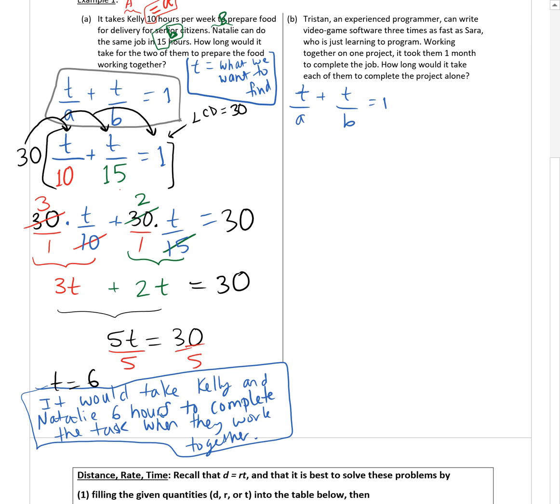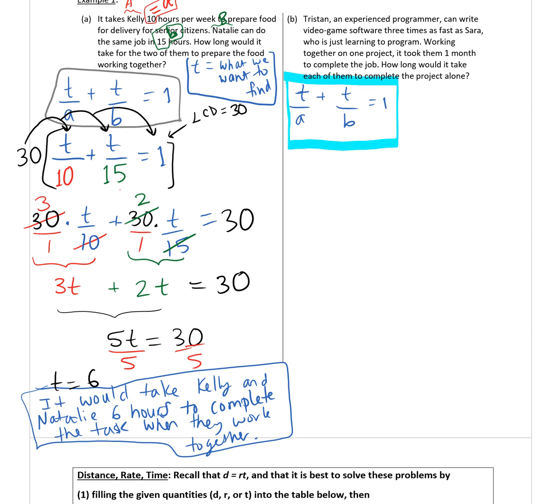You're just, as long as you're careful and you remember what T and A and B stand for. T is how long it would take them to work together. A and B are how long it would take them individually to work alone. Okay. Let's read part B here.